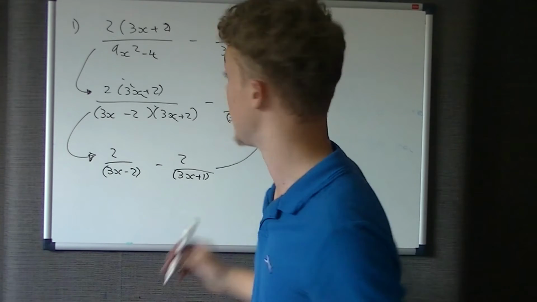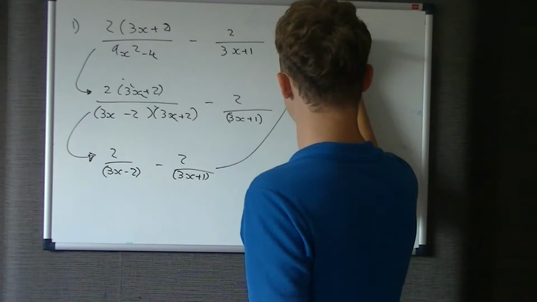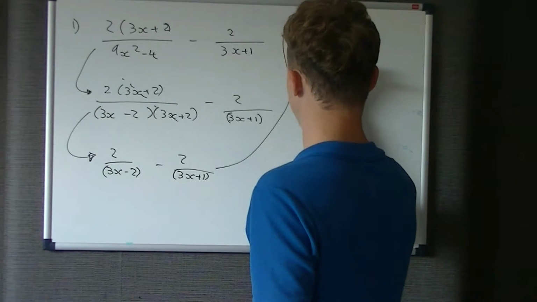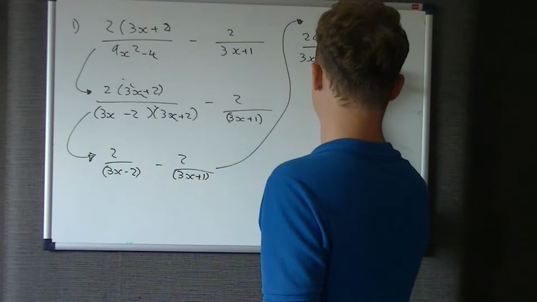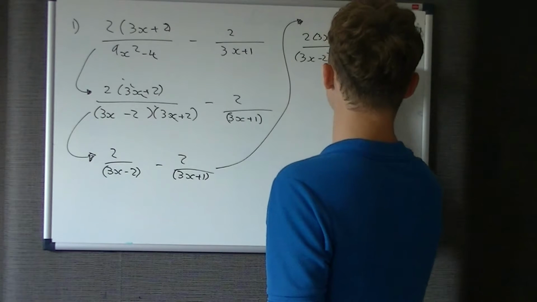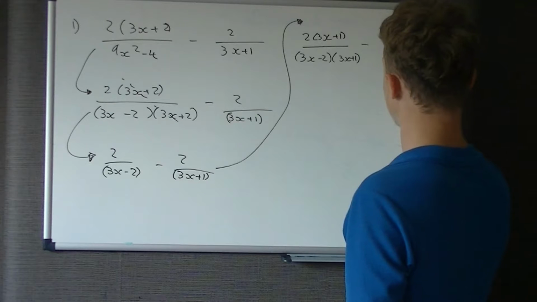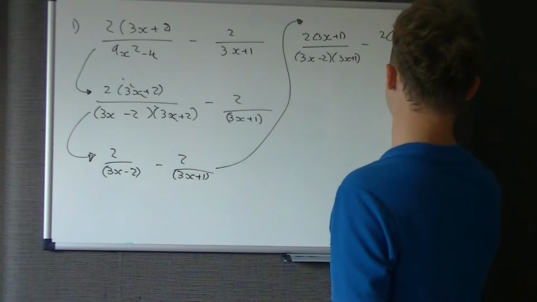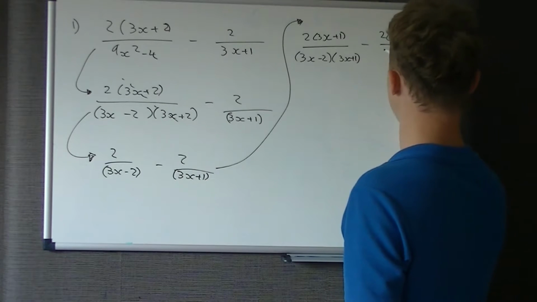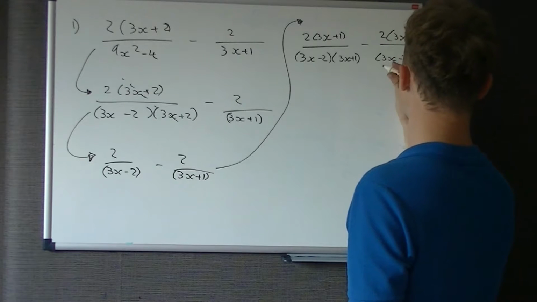Obviously the same for the other side. So I'll just do that, so 2 brackets 3x plus 1, and then we could do that over, we're not getting rid of the 3x take 2, so we've got to keep that, 3x plus 1. Do the same for the other side, sorry, so 2 brackets 3x take 2 over 3x take 2 is what we're timing the other side by, but you don't need to worry about that, so 3x take 2, 3x plus 1.